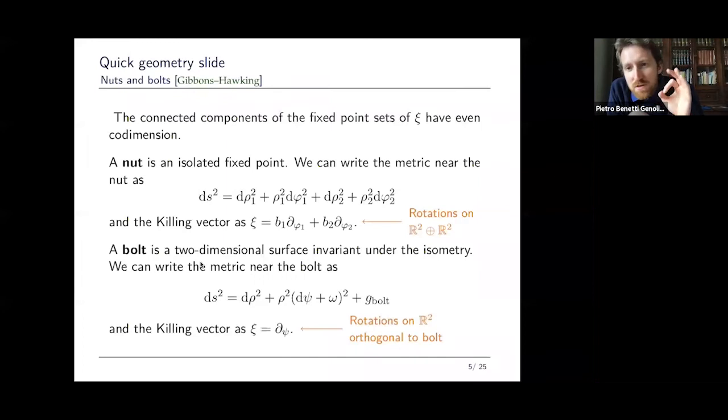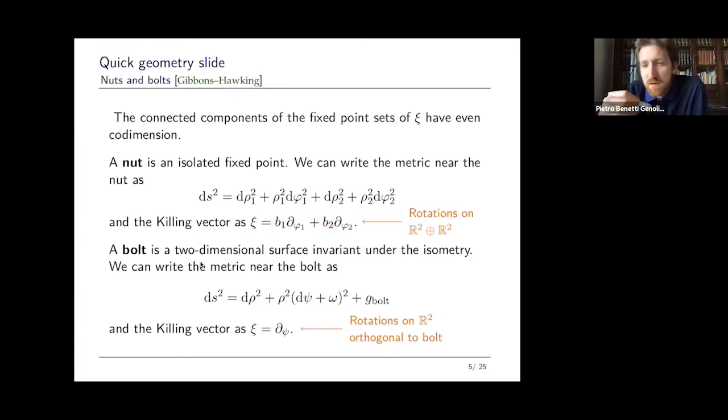If it's a 0-dimensional fixed point set, it's usually called a nut in physics. So near a nut, you can write the metric as just the metric on flat space. This is a triviality. Near any point, a manifold looks like flat space. And the Killing vector, in a neighborhood of the nut, can be written as the vector that rotates R2 times R2, the 2 transverse planes, with some weights b1 and b2.